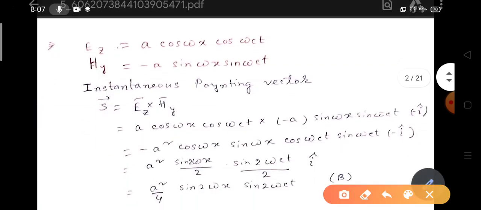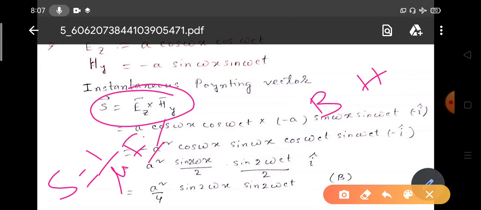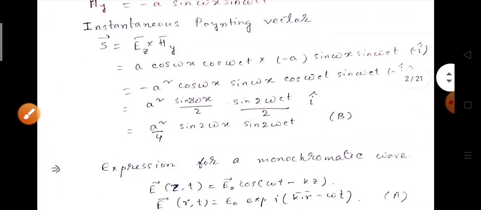What you have to remember here is the formula. If it is not given as H but in terms of B, then you have to write 1 by mu into E cross B. Here mu will be mu naught for free space, or if it is not mentioned in the question, otherwise it is 1 by mu. So let's come to the next question.